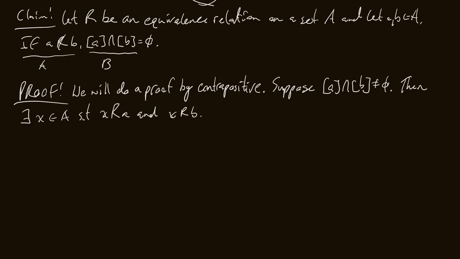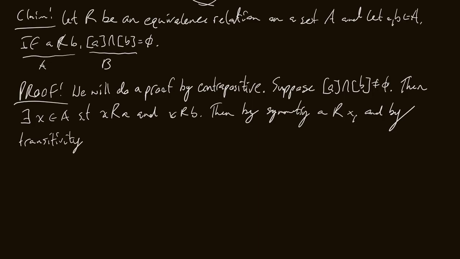Okay, cool. Now R is an equivalence relation, right? So then by symmetry, a relates to x. And by transitivity, a relates to x and x relates to b implies a relates to b.